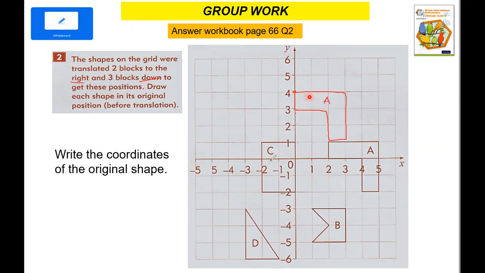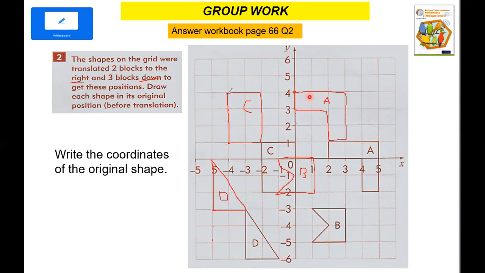Let's do first the rest. So the C, it will be 1, 2, and 1, 2, 3. So it will be here. This is the C. Okay, and then the B, 1, 2, okay, and 1, 2, 3. So it will be this. This is the B. Now let's do the D. 1, 2, 1, 2, 3. So it will be here. This is the D. Okay?